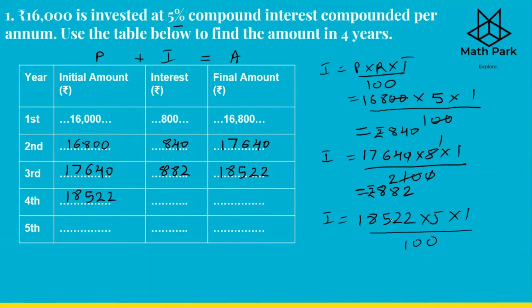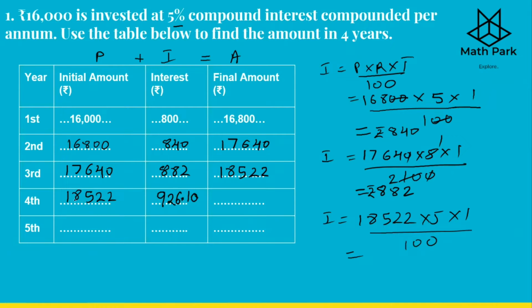So we can do 185.22 multiplied by 5. That becomes easy because the denominator is 100, so the decimal shifts over here. On doing that, we get 926.1, but always for rupees and paise we write 2 decimal places.